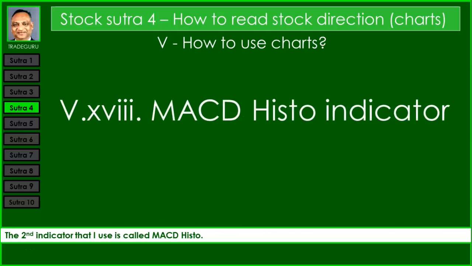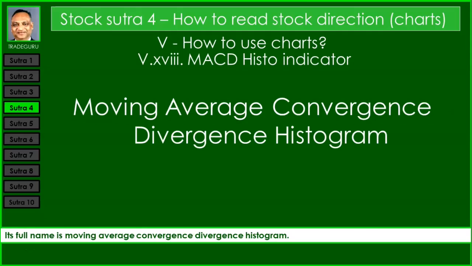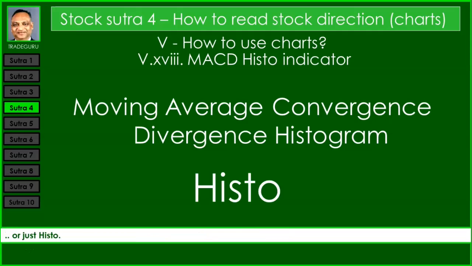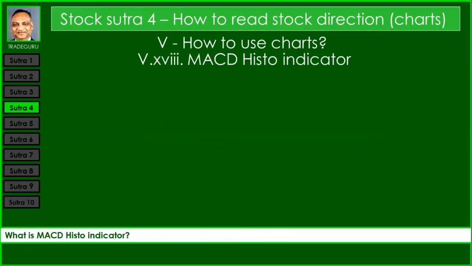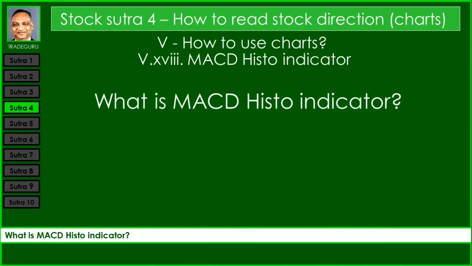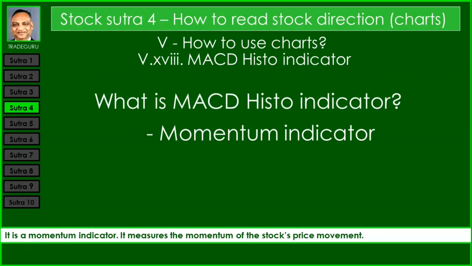The second indicator that I use is called MACD Histo. Its full name is Moving Average Convergence Divergence Histogram, or just Histo. What is MACD Histo indicator? It is a momentum indicator. It measures the momentum of the stock's price movement.